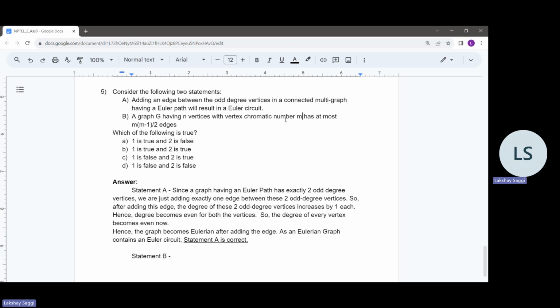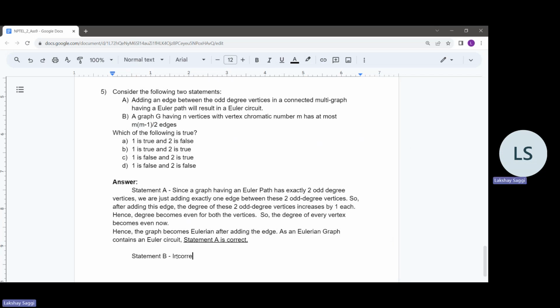So if a graph has vertex chromatic number M, then it has at most M times (M minus 1) by 2 edges. So this is the claim from statement B, that if a graph has n vertices and vertex chromatic number M, then it has at most M(M minus 1) by 2 edges. Right? So what I'm claiming is this statement is incorrect.